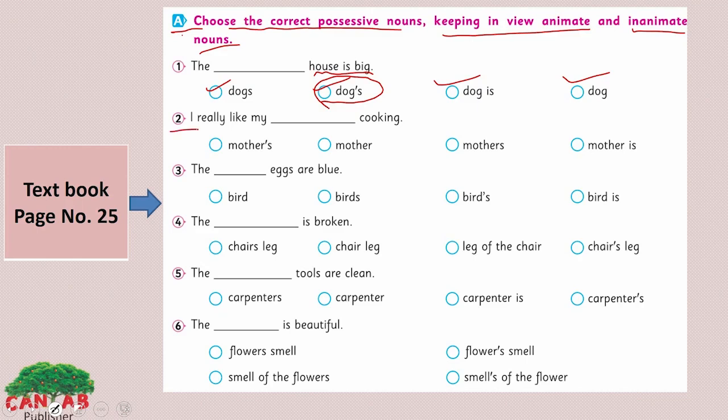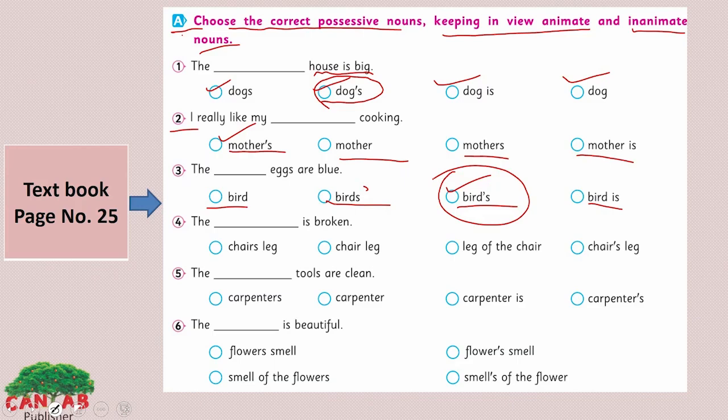Look at the second one. I really like my mother's cooking. Here the mother is an animate noun, a living being, and you have to show the possession. Yes, mother is one, a singular person, so this one will be the right answer. Look at the third one. The bird's eggs are blue. Yes, birds are living beings, animate nouns. Here the bird is one. Yes, this is the right one. Because if we were given the plural form of birds, it would be like this, but we have no such option. So this would be the right one because it shows the singular form of bird.